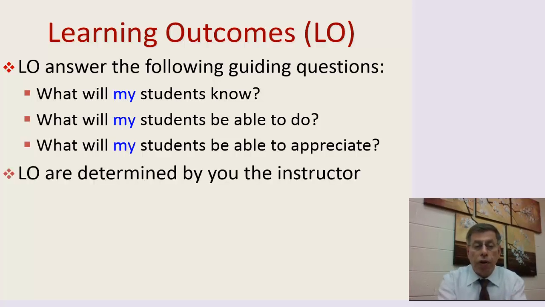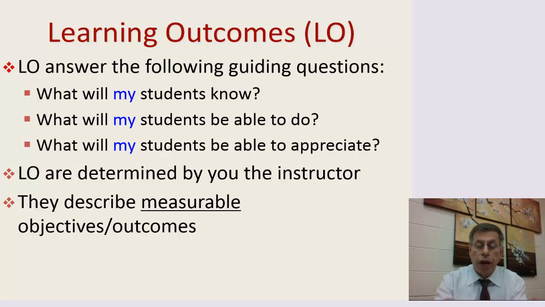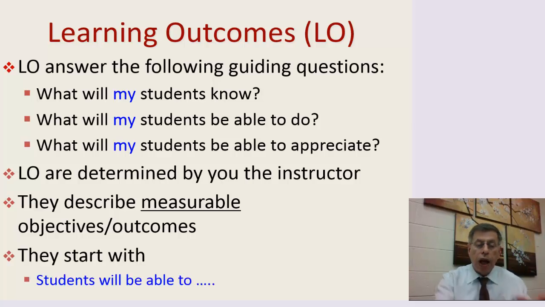The learning outcomes are determined by you, the instructor. And most importantly, they need to be something that you can measure. So they're measurable objectives or outcomes. And traditionally, they start with the following phrase: Students will be able to.